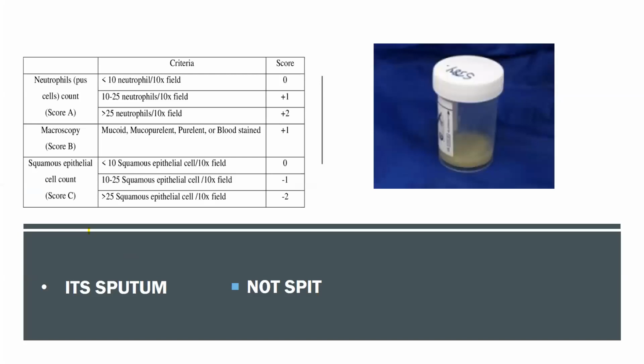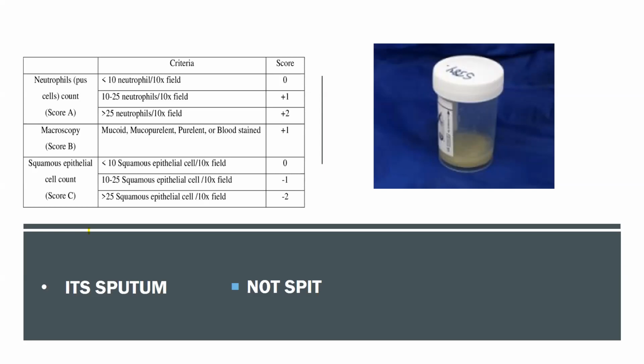Here is a sputum sample. It is sputum, not spit. We want people to make sure that this is coming from their chest. We're going to collect this and send it to the lab, where the lab rats just love this stuff. They live and play in this all day. So they'll plate this up and make a Gram stain. They will grade the Gram stain based on this criteria.